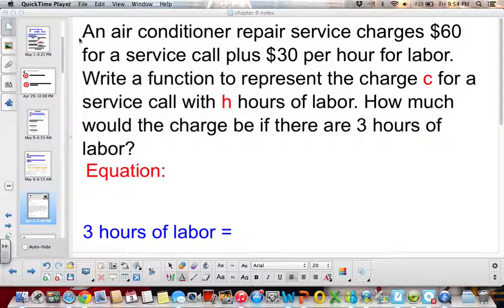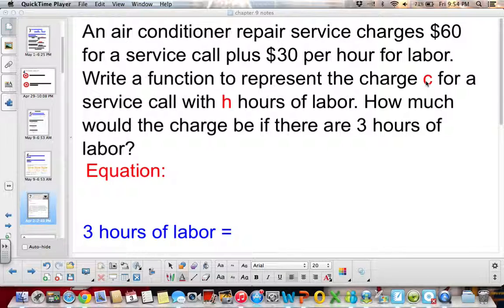All right, an air conditioner repair service charges $60 for a service call plus $30 per hour for labor. Write a function to represent the charge C for a service call with H hours of labor. How much would the charge be if there are 3 hours of labor? So let's forget this last question right now, and let's think about writing a function or an equation.